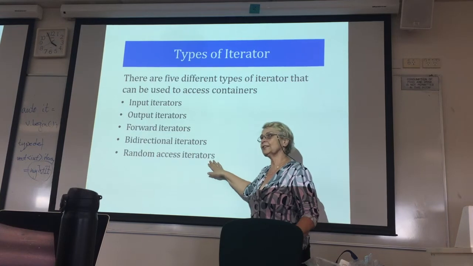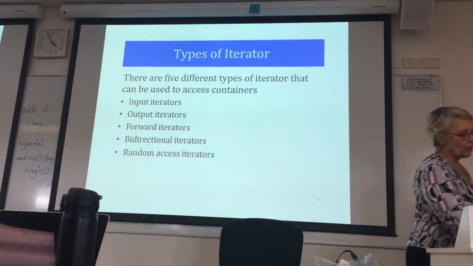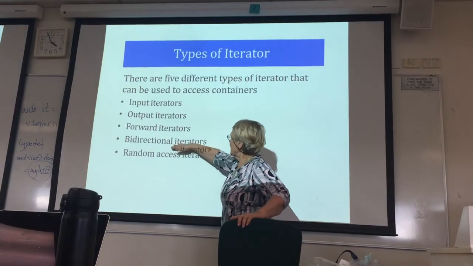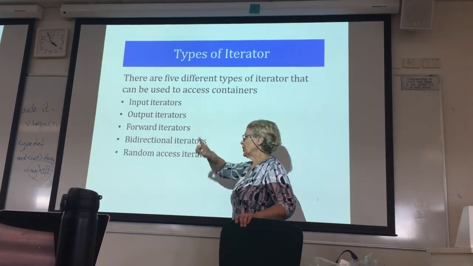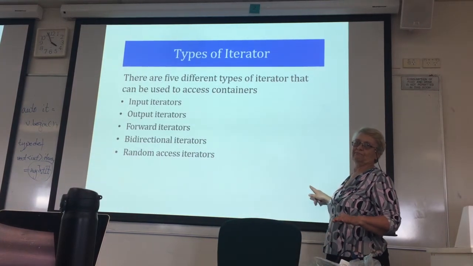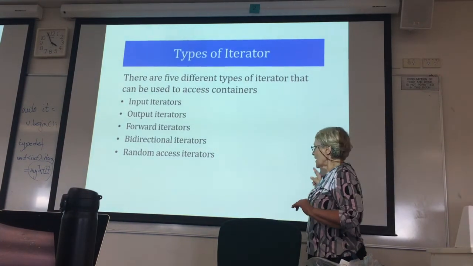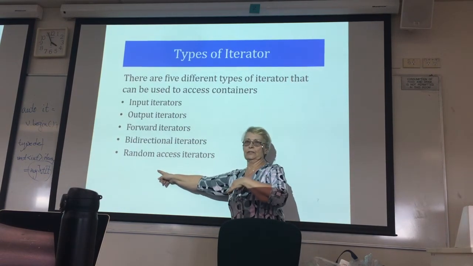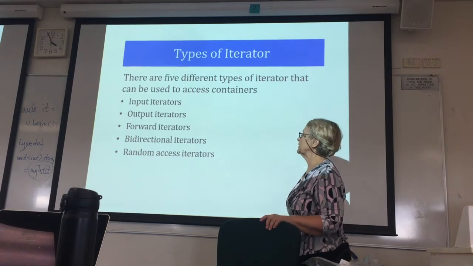Now, random access is, as I said, the most powerful. It can do everything which was done like this, plus jumping. I am here, I can move 5 places. And if I am here, I can move 10 places back. This is called random access, jumping all over the place.